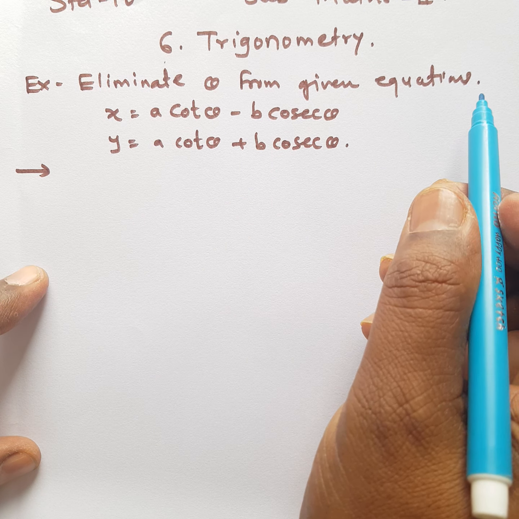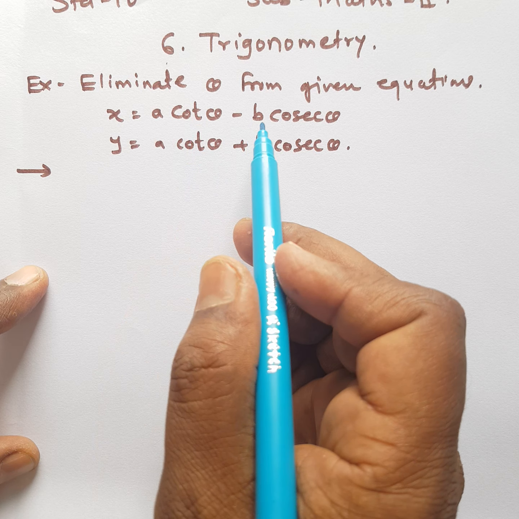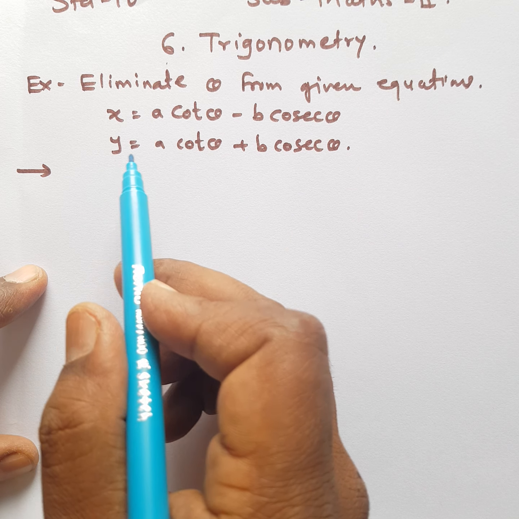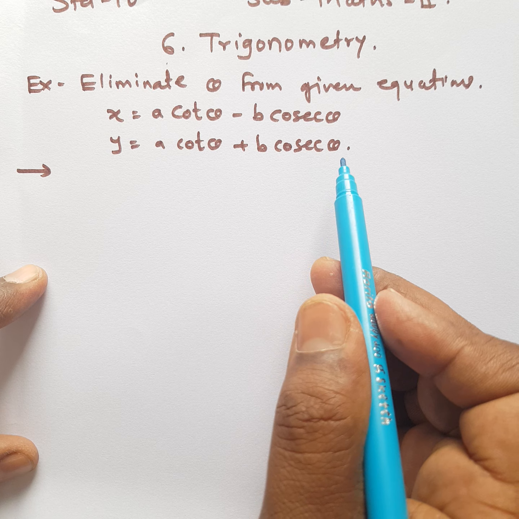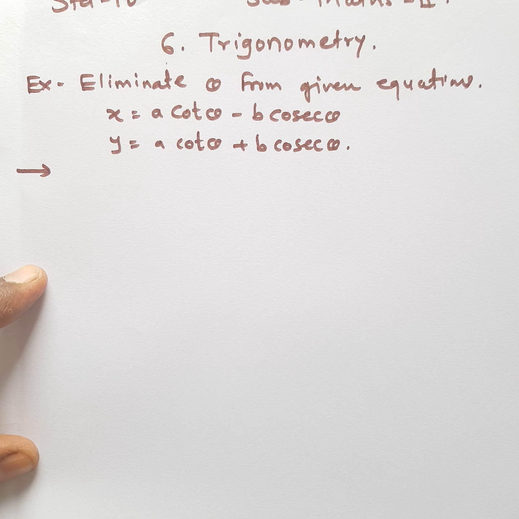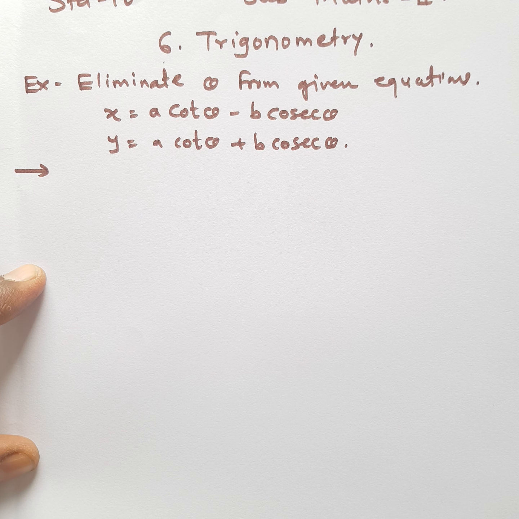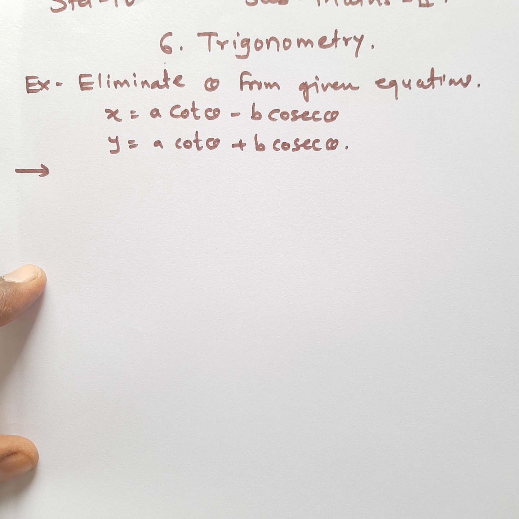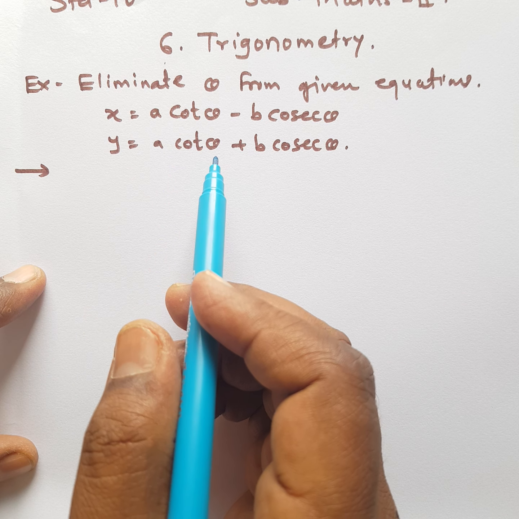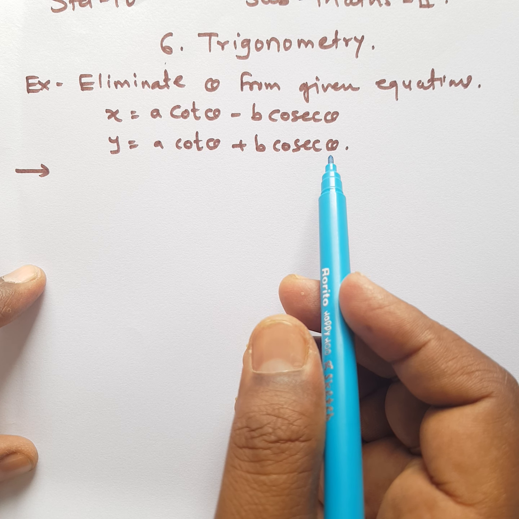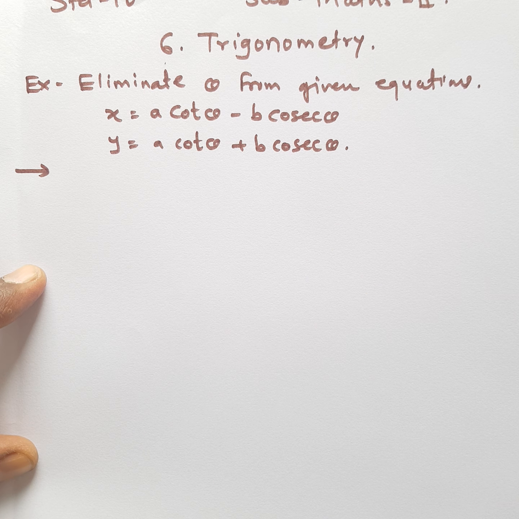Eliminate theta from the given equations. x is equal to a cot theta minus b cosec theta and y is equal to a cot theta plus b cosec theta. These two are linear equations in two variables. Here cot theta and cosec theta are the variables, and a and b are coefficients, and we have to eliminate theta.